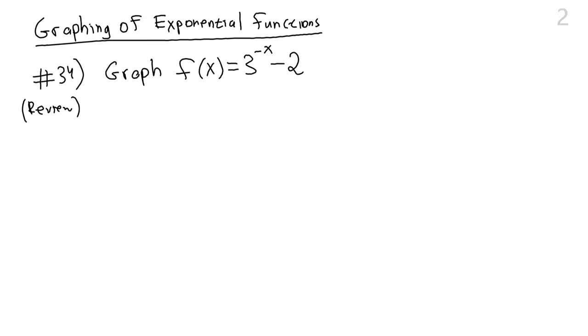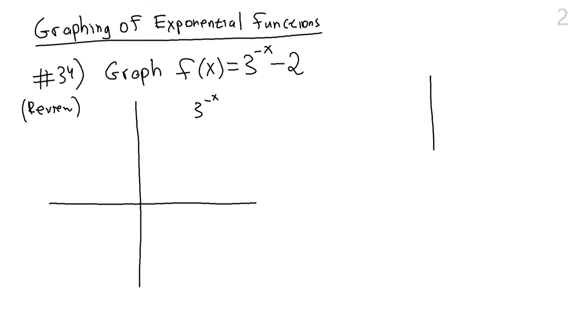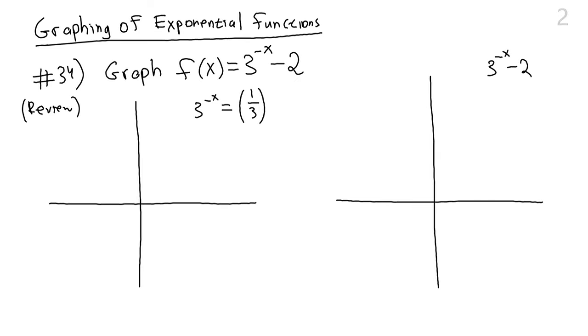So what we want to do is first start out by graphing 3 to the negative x, and then I'm going to use a vertical shift, and I'm going to graph 3 to the minus x minus 2. Another important thing to remember is that 3 to the minus x is the same as 1/3 to the x. So this is the case where the base is between 0 and 1. This is a decay situation.